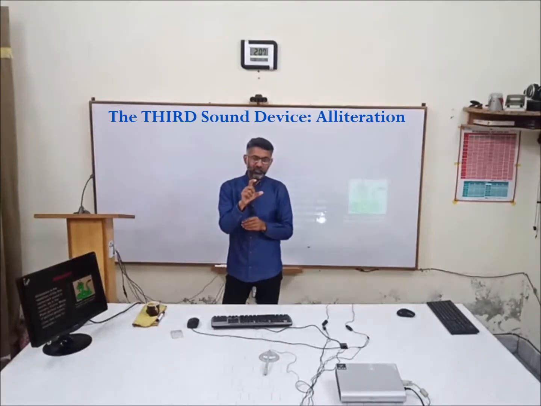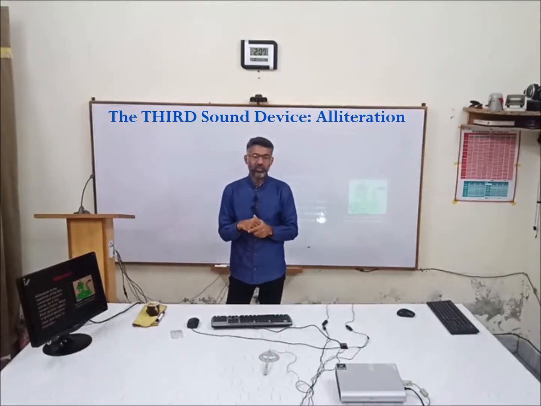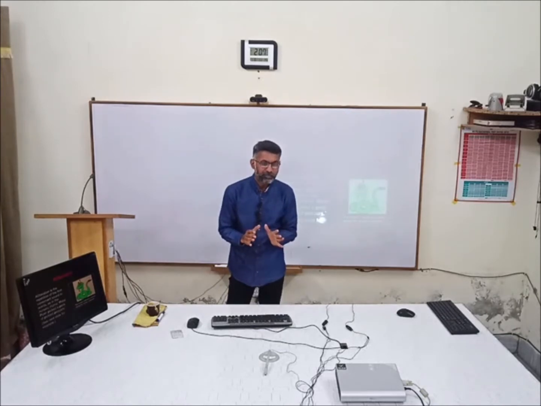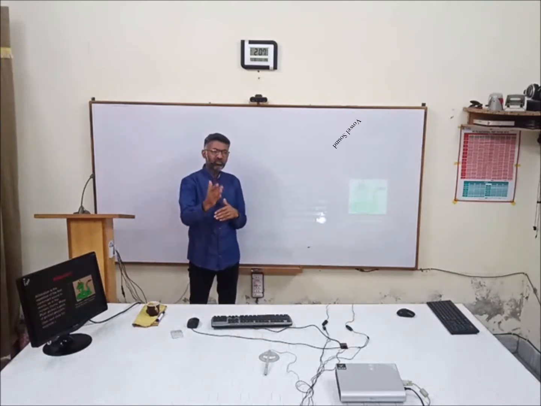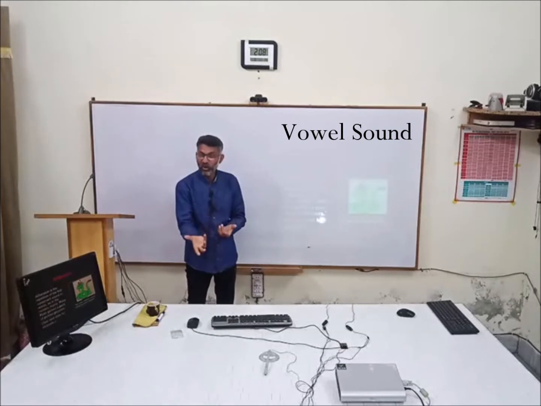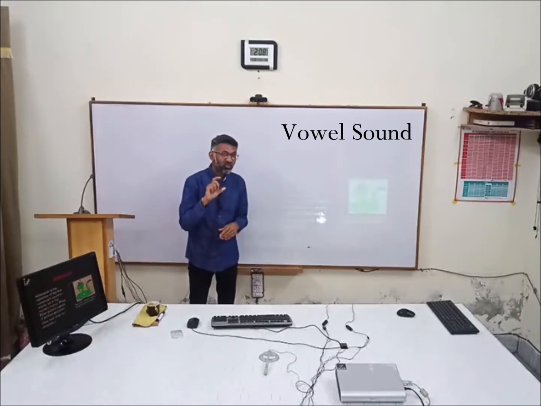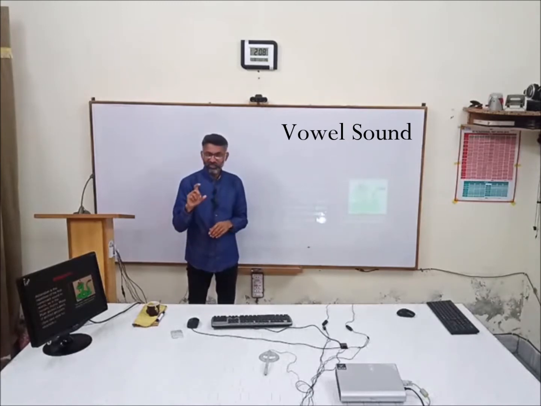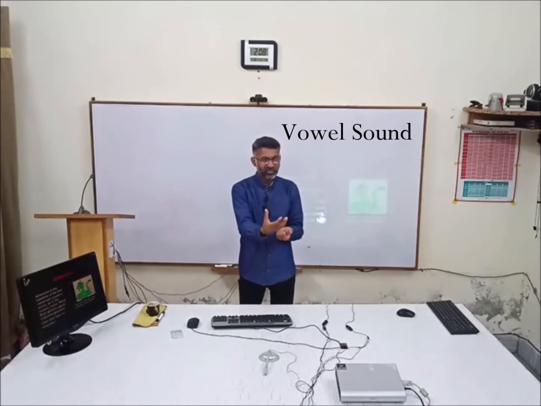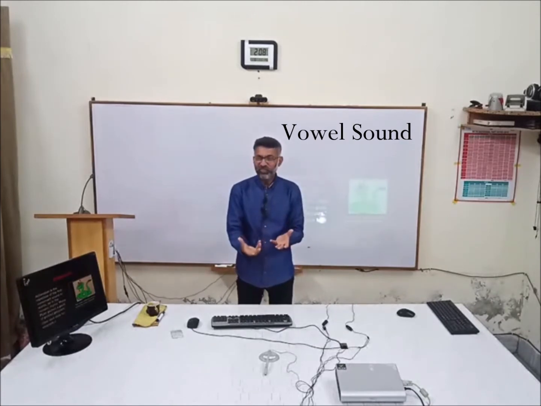The third sound device is alliteration. You know there is no vowel sound in... as in apple. Which sound is this? This is a vowel sound. Ink. Which sound is there? Vowel, not bowl. Vowel, bowl, foul. There is no vowel sound there.